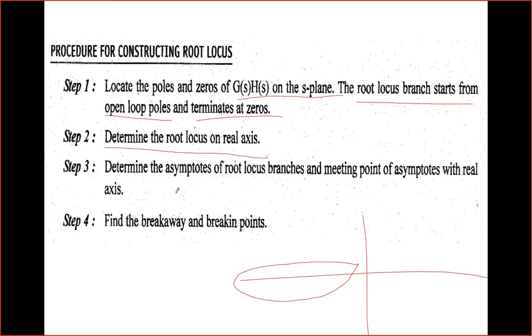The third step is to determine the asymptotes of the root locus branches and the meeting point of the asymptotes with the real axis. When we are discussing the problem, I'll tell you what an asymptote is. An asymptote is the trace of the root locus. The asymptotes give the directions of the root locus, and the root locus runs parallel to the asymptotes. We are also going to find at which point on the real axis, the x axis, the asymptotes meet.